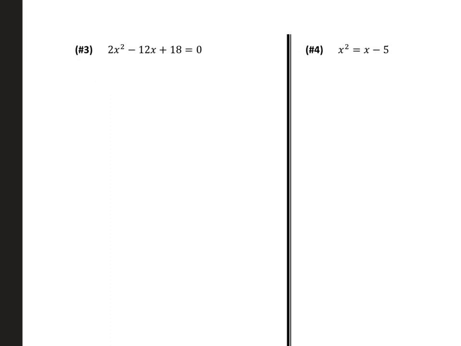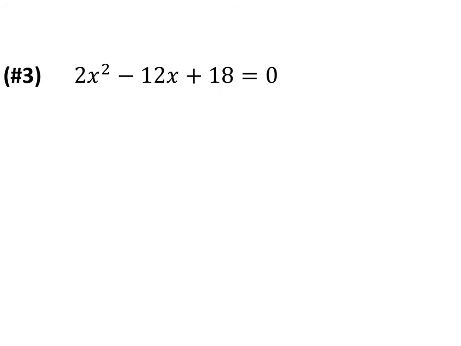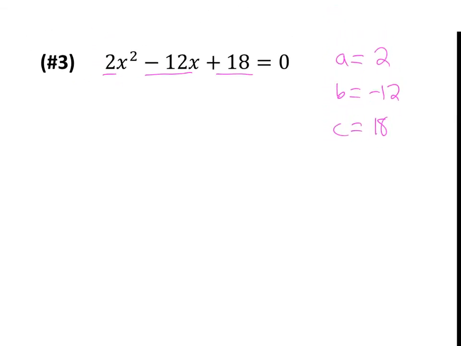All right, welcome back. Let's get into this. So we have 2x squared minus 12x plus 18 equals 0. We always want to check if the equation is equal to 0. Is it equal to 0 right now? It is. So now we can pick out our a, b, and c. What's our a, b, and c? Well, a is in front of x squared, which is 2. B is in front of x, which is negative 12. C is a number by itself, which is 18. So we're going to plug into the formula.